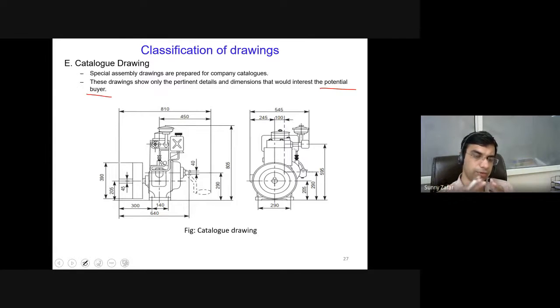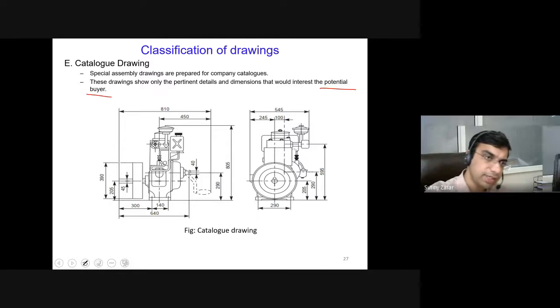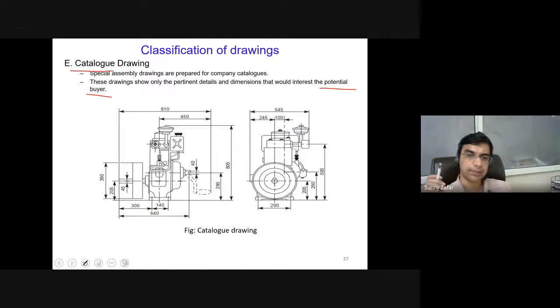Often, if you go to any shop to purchase some part or component, typically the shopkeeper or the showroom will have a catalog drawing. Generally we ask for a catalog of any product. The catalog will have only those dimensional details which may be of interest to a customer, not an engineer, not a manufacturing expert. So this is known as the catalog drawing category.